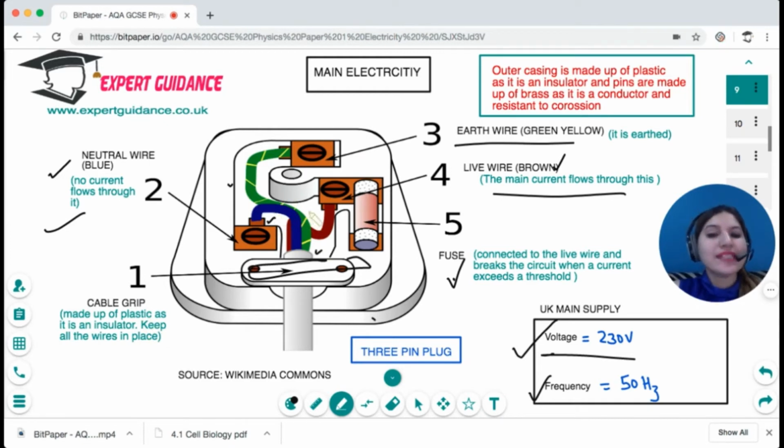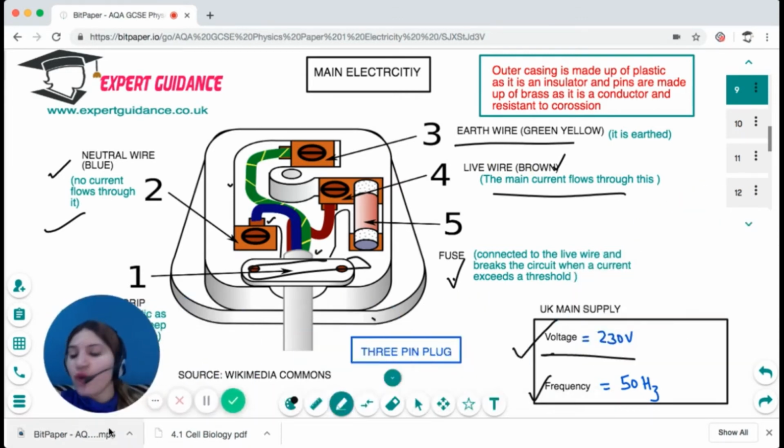All the pins are made of brass, and you need to remember that they're made of brass, as it's a good conductor, and being an alloy, it's resistant to corrosion. So rather than making the pins from copper, we make them from brass. On the other hand, the wires are made of copper, as they are good conductors of electricity. So you should be able to label all these wires, remember the colors and the function of each wire.